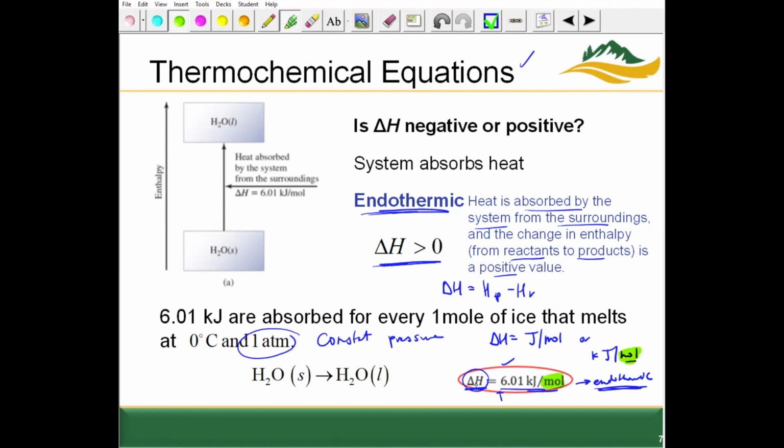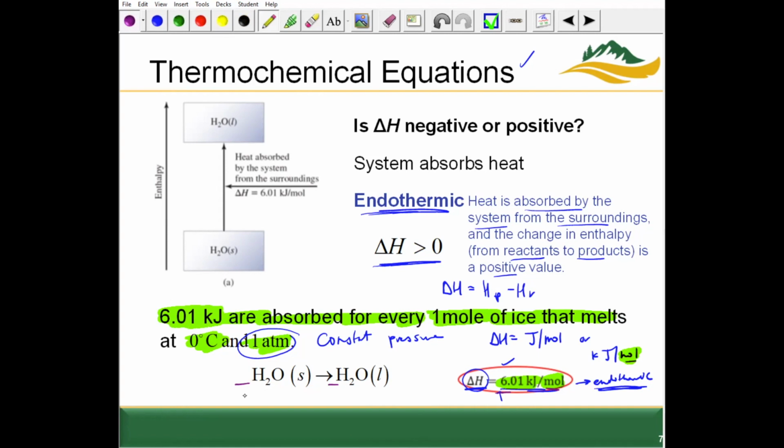If you're given a delta H in kilojoules per mole, you should read this as: for every 1 mole of ice that melts at constant pressure and at the melting point for ice or water, 6.01 kilojoules of energy or heat are absorbed for every 1 mole. What does this mean for us and what we've seen before? Well, a big hint is that we have a per mole basis. We can start to think about stoichiometry. So this is a 1-to-1 mole reaction.